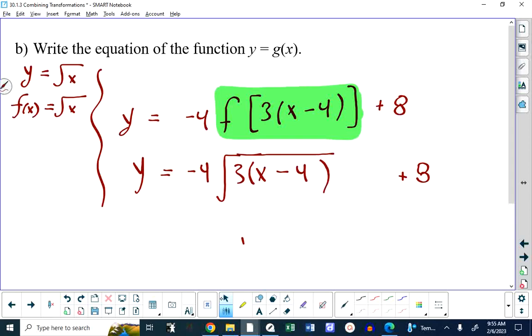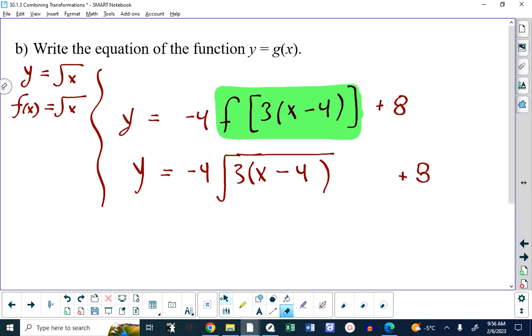So f of pi is the square root of pi. F of puppy is the square root of puppy. F of 3 times x minus 4 is the square root of 3 times x minus 4. There's nothing wrong with you multiplying that 3 back in if you wanted to. And it might even appear that way on a multiple choice question or a numerical response question. But I think it's fine to leave it like that. So watch out for that.